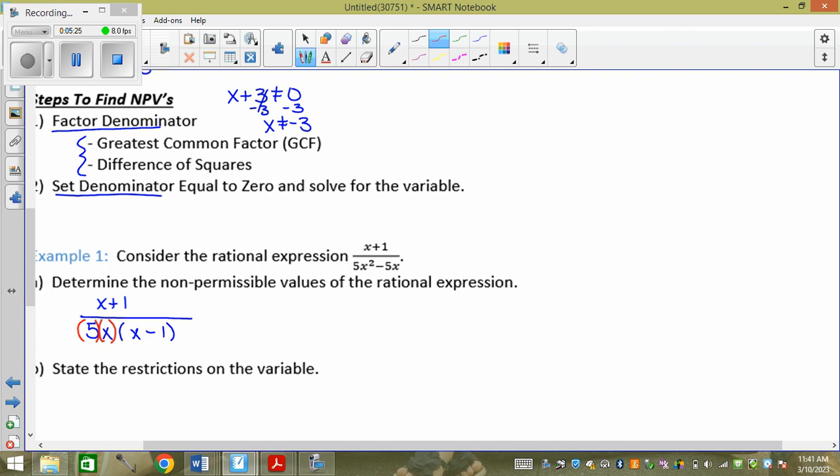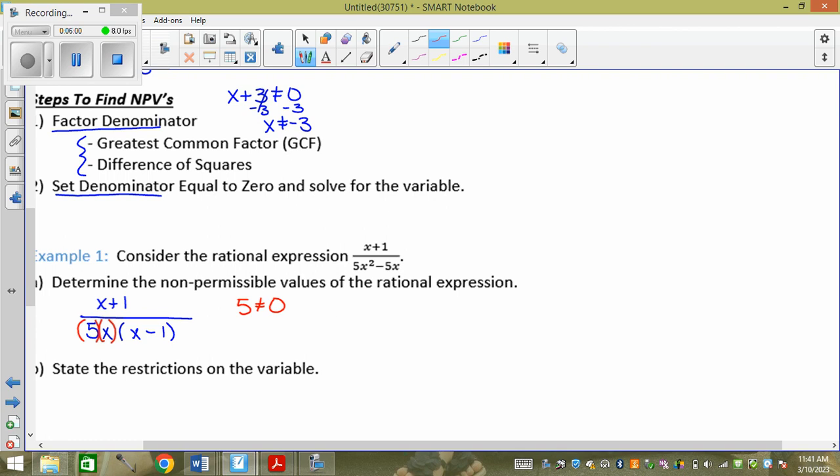Okay? So now that I've taken out the GCF, I don't have any difference of squares to do, correct? Now every single thing that's in a bracket is a factor. Okay, so the 5 is a factor, x is a factor, x minus 1 is a factor. True statement? So what I do once I've taken out GCFs or difference of squares, I just take each bracket and set it not equal to 0. Because if 5 became 0, 0 times anything cancels. If x became 0, 0 times anything cancels. If x minus 1, that bracket became 0, 0 times anything cancels, correct? So I'm going to go 5 can't equal 0.